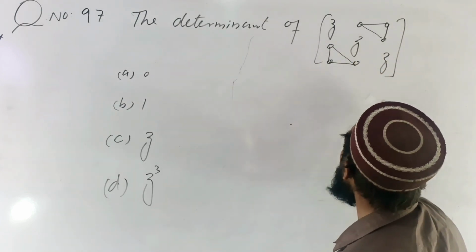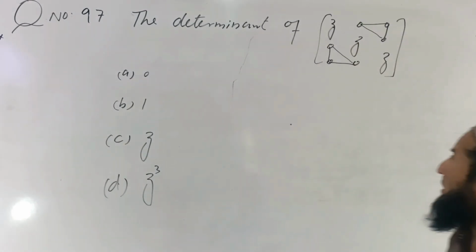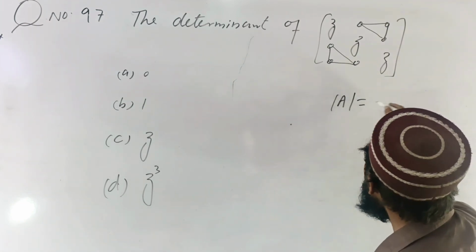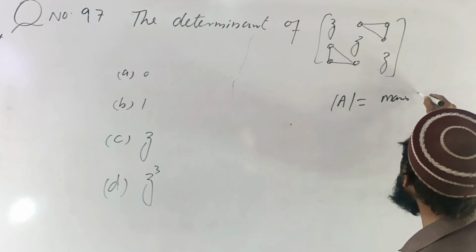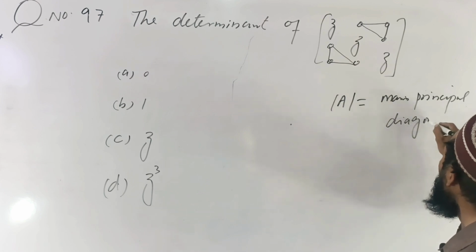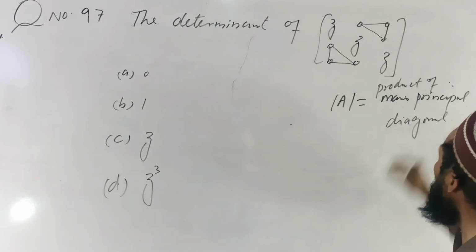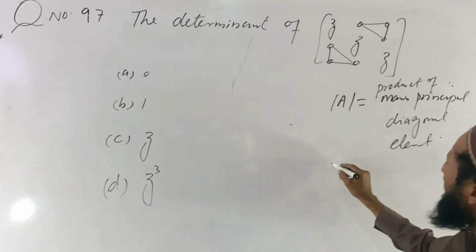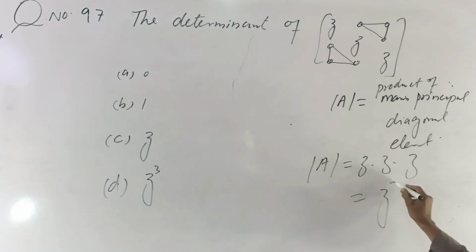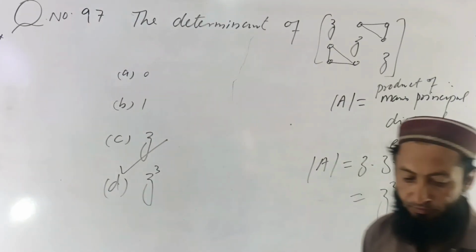So in this situation, we can say that we take the main principal diagonal. This is a triangular matrix, with both upper and lower triangular parts. So in case we take the determinant of A, we take the product of the main principal diagonal elements, for example z and z and z, so z cube is the correct answer. The correct answer is D.